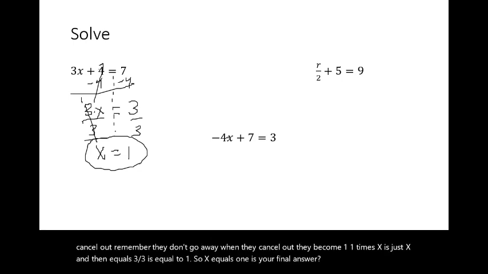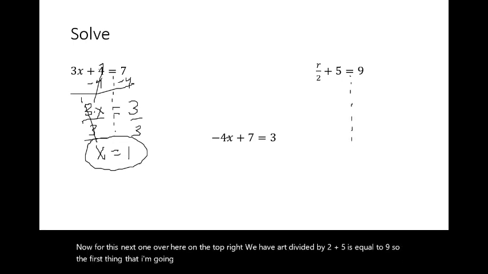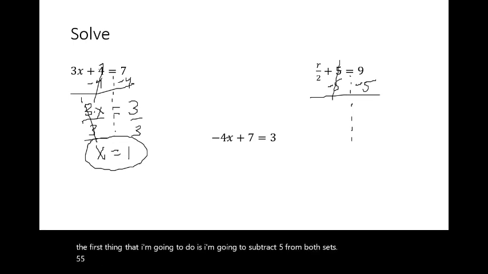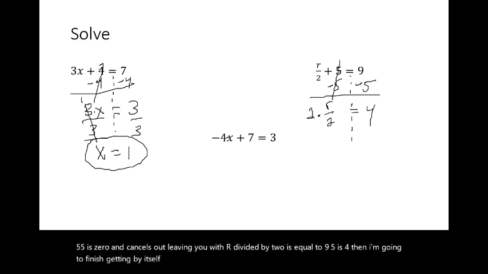Now for this next one over here on the top right, we have r divided by 2 plus 5 is equal to 9. So the first thing that I'm going to do is subtract 5 from both sides. 5 minus 5 is 0 and cancels out, leaving you with r divided by 2 is equal to 9 minus 5 is 4. Then I'm going to finish getting r by itself by multiplying both sides by 2, because the opposite of dividing by 2 is multiplying by 2.